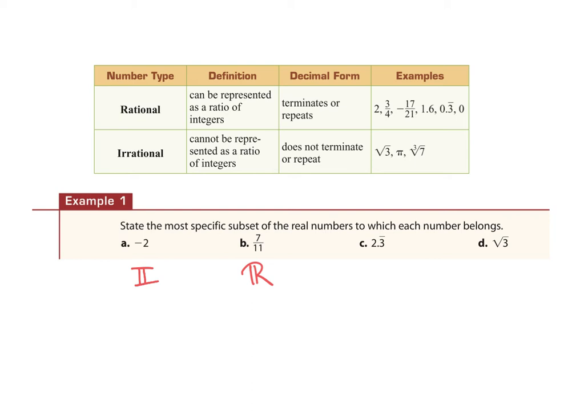2.3, and then we have this little line above it. What does the line above it mean? Repeat. Yeah, it repeats, and it's rational, right? And then we have the square root of 3. Irrational, right? Oh, and I put integer here, and this is a Z. This is their Q prime or whatever they say, irrational. Or, again, if you want to do Q prime, I don't care.